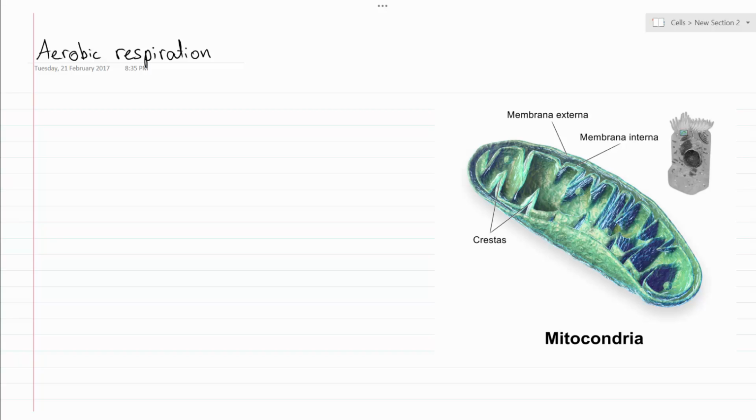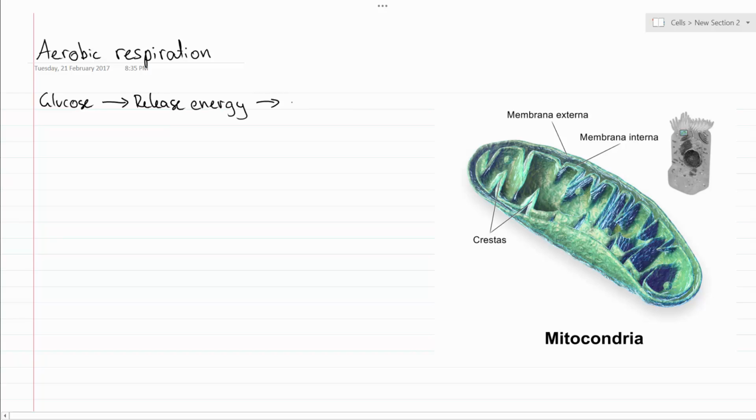Aerobic respiration is the process in which cells take glucose molecules and release energy from them, so break them down. So we're talking about a breakdown reaction that releases energy, and this is going to be used to synthesize ATP to create usable energy for the cell. There's a reaction which summarizes what occurs in aerobic respiration from start to finish.